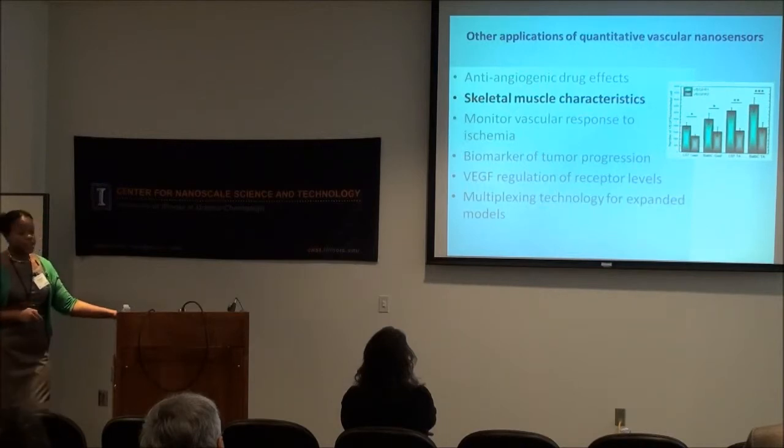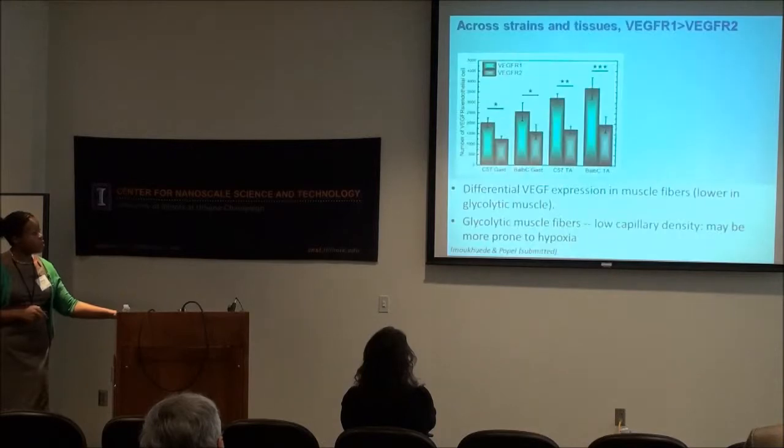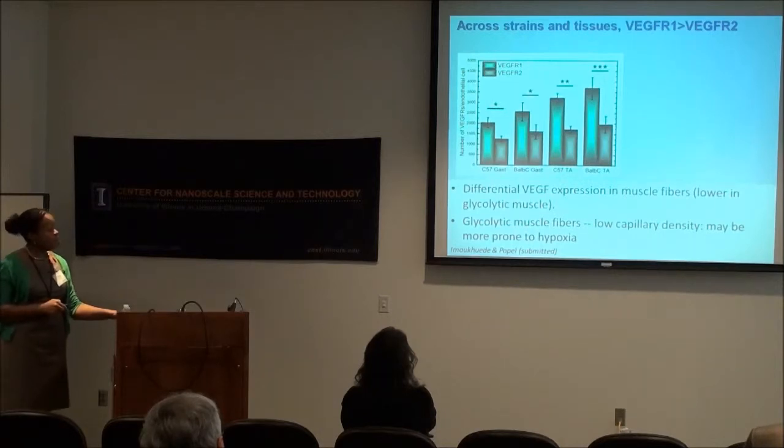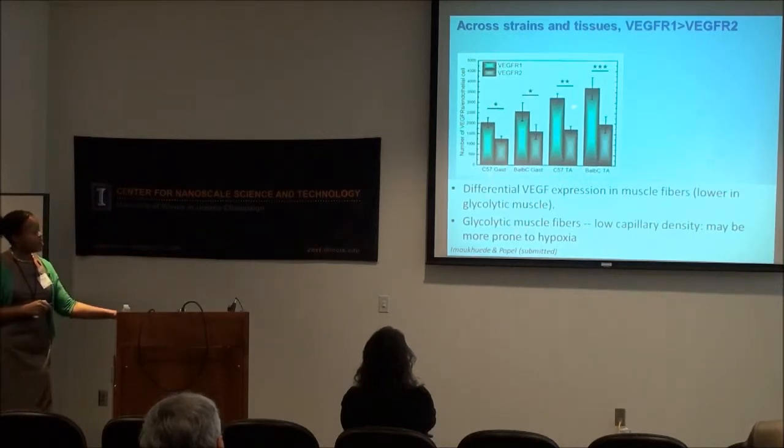This type of quantitative approach can also be used to identify skeletal muscle characteristics. So in the quantification of the skeletal muscle, I actually looked at two different muscle types: gastrocnemius, which is a mixed muscle tissue, and tibialis anterior, which is more purely glycolytic. And I show that these actually have differential levels of these VEGF receptors.